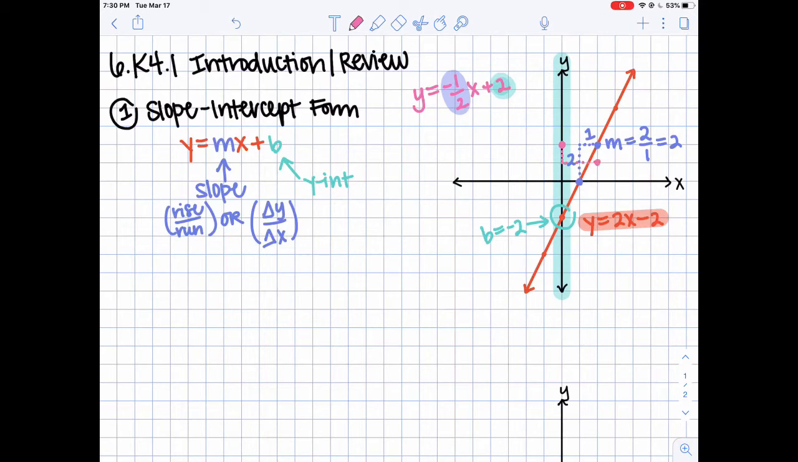I can continue this pattern all the way across the graph as far as possible. If I run out of space, I can even go backwards. I can count back 2 from the intercept and then up 1. And I can keep going until I run out.